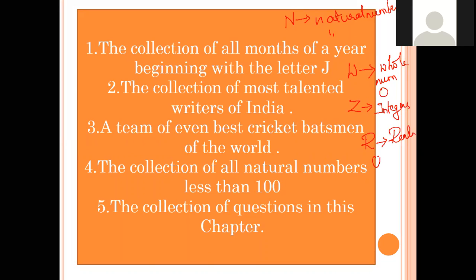Okay. What does Q represent? Rational numbers. So you know the representation, the notation. Now you tell me whether N, W, Z, R, Q are sets or not a set. It is a set. Why? Because you have a definite answer and the answer is the same for each and everyone. Correct? Okay.